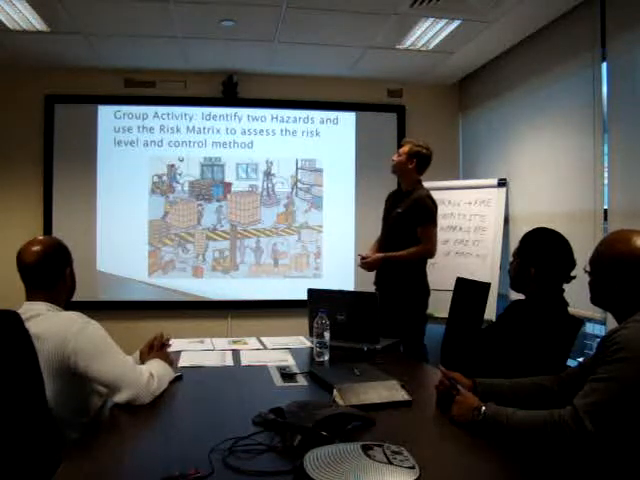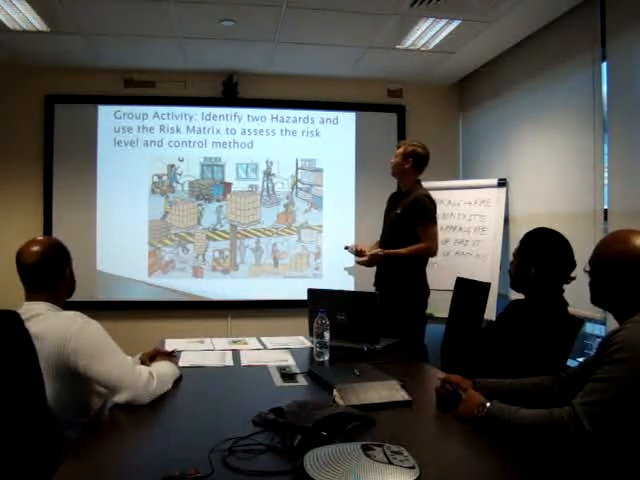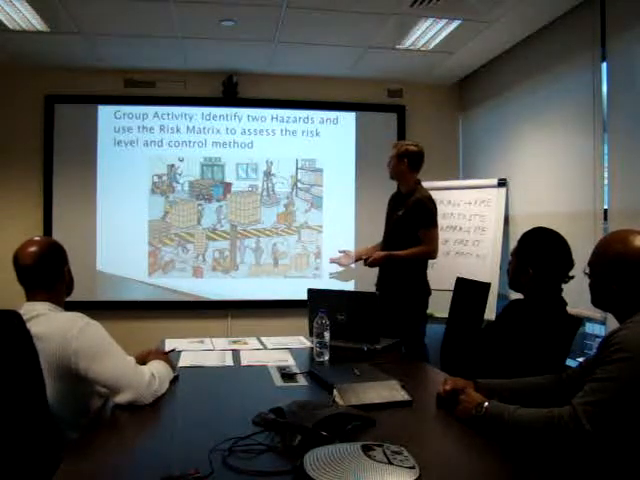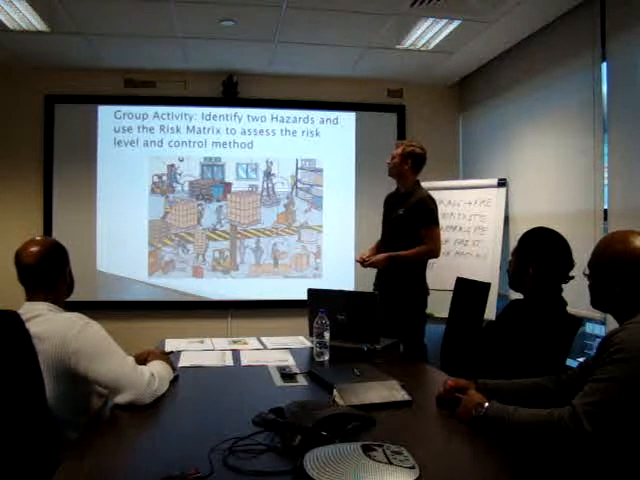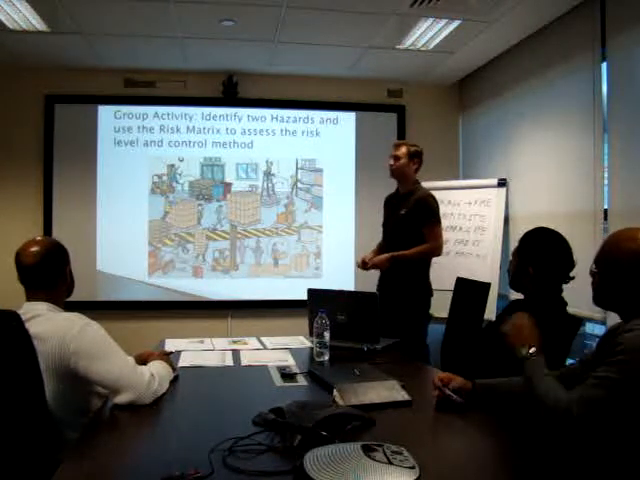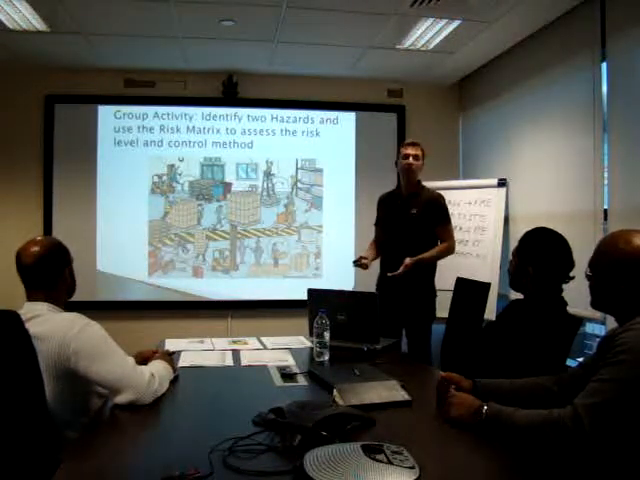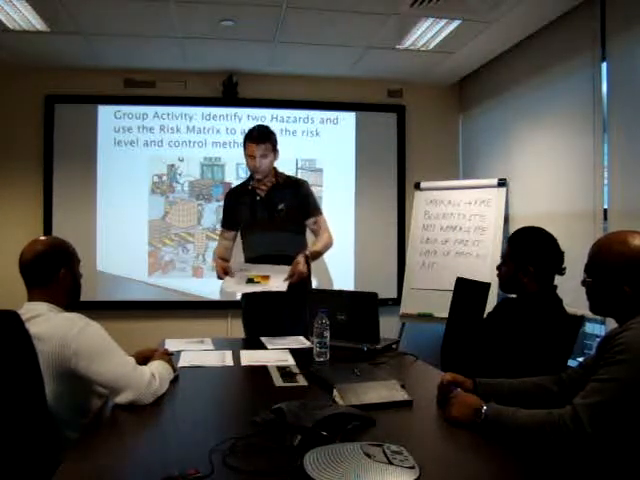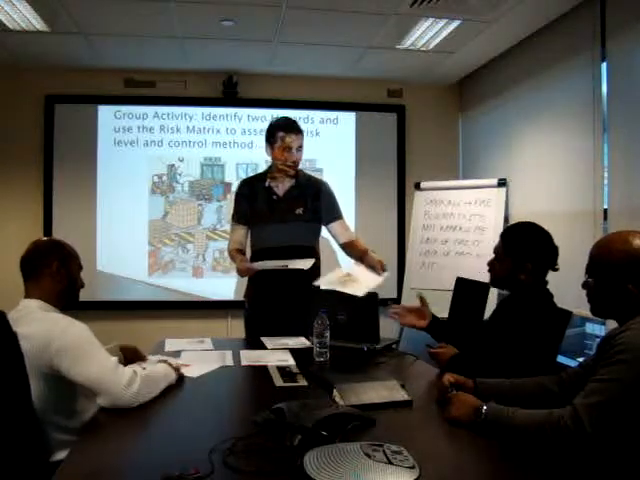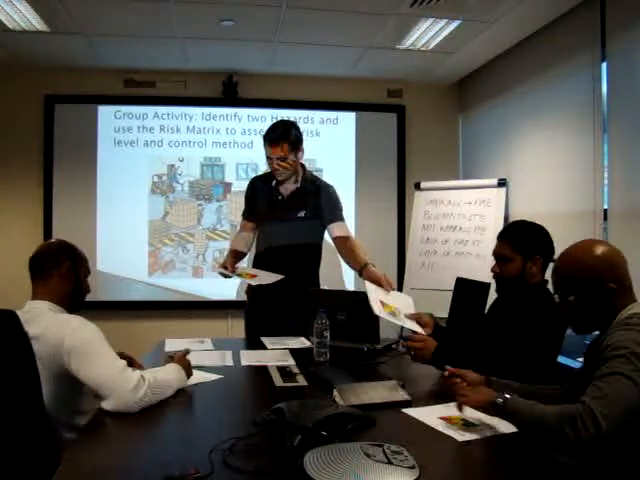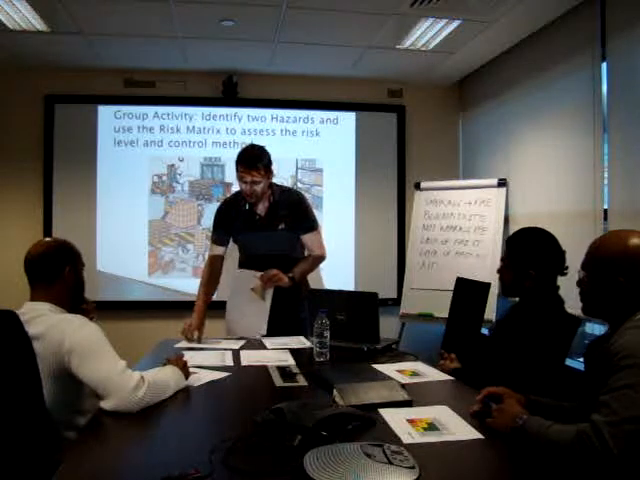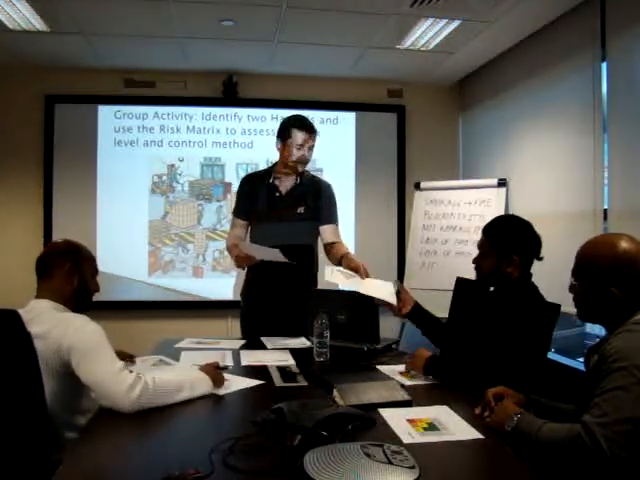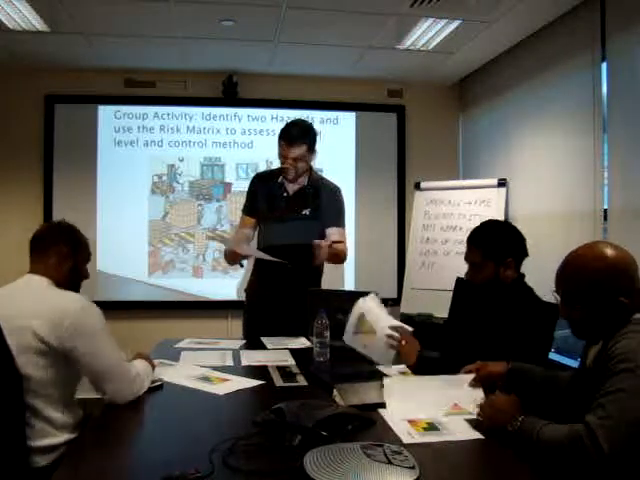Okay, now we're going to do a little group activity where we identify 2 hazards in this scenario inside a warehouse. And we're going to use the risk matrix to assess the risk level and then apply a control method. So I'm going to give all of you the risk matrix. And I'm also going to give you the hierarchy of controls diagram. Thank you.